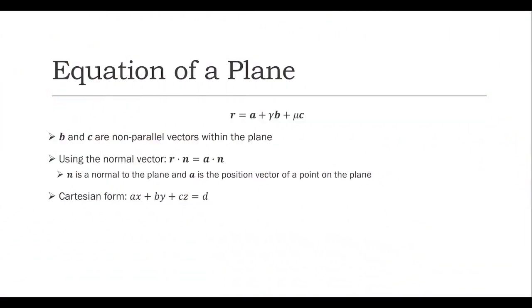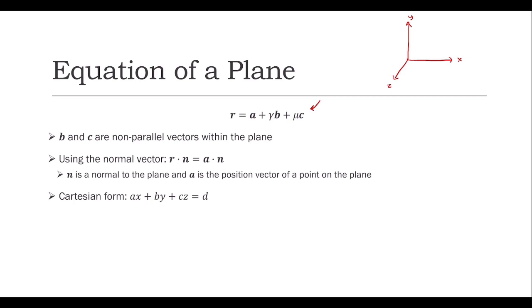So for the vector equation of a plane, we have this right here, where r equals a plus gamma b plus mu c. So b and c are non-parallel vectors within the plane. So in 3D, you'd have your x, y, and z axes. A is a position vector, and then B and C are two vectors along your plane.